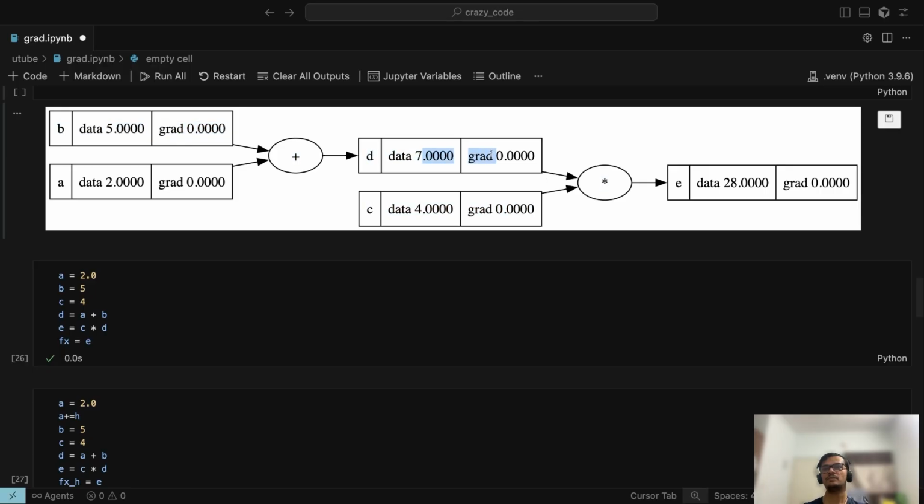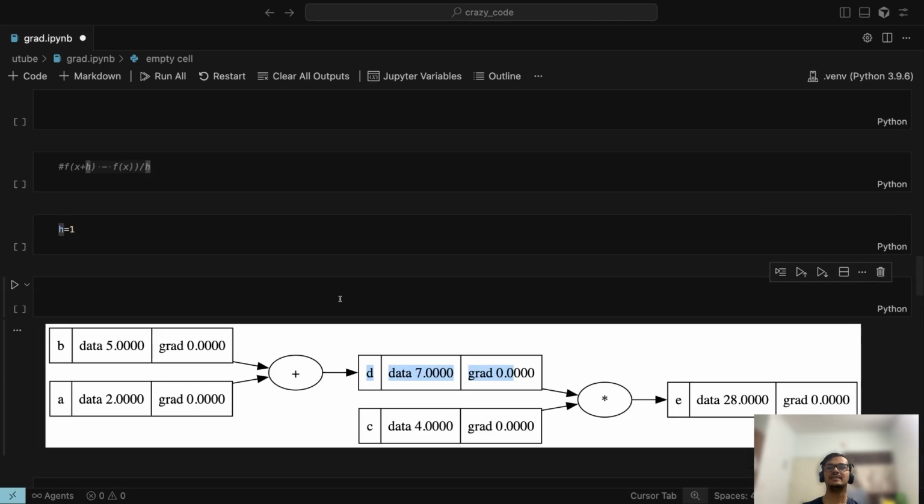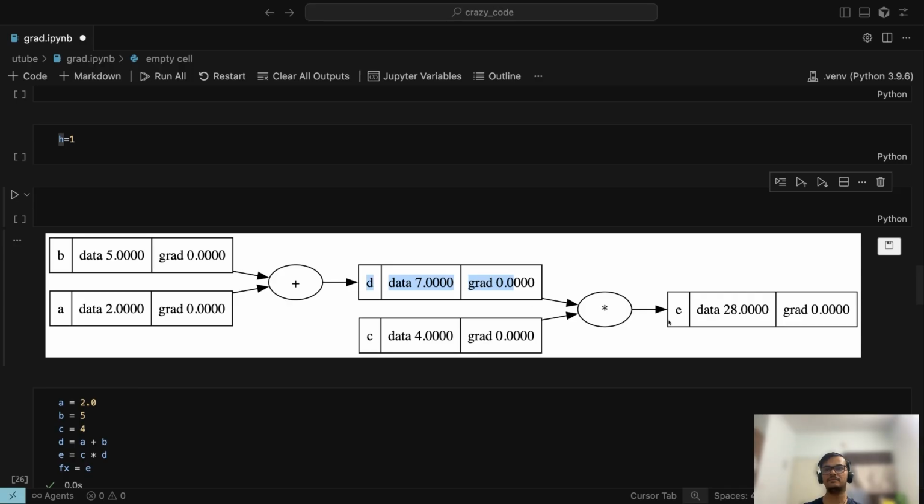For this, it is pretty straightforward to calculate the rate of change, the gradient, for c, but for b and a we cannot calculate it directly for e because we have to go through d as well. Because d also affects e, this is an indirect gradient calculation that we need to do.